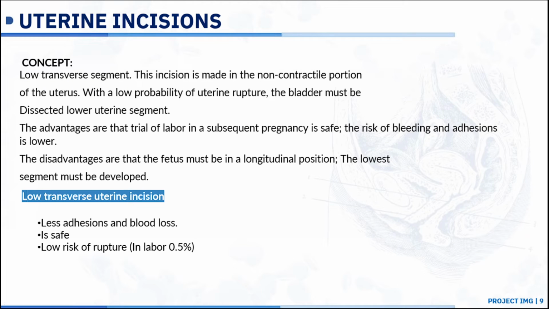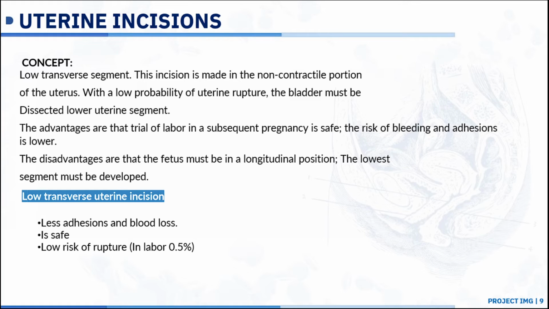Uterine incisions. Concept. Low transverse segment. This incision is made in the non-contractile portion of the uterus, with a low probability of uterine rupture. The bladder must be dissected from the lower uterine segment. The advantages are that trial of labor in a subsequent pregnancy is safe, and the risk of bleeding and adhesions is lower. The disadvantages are that the fetus must be in a longitudinal position and the lower segment must be developed.